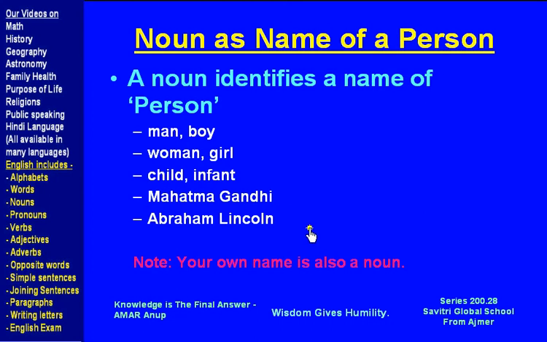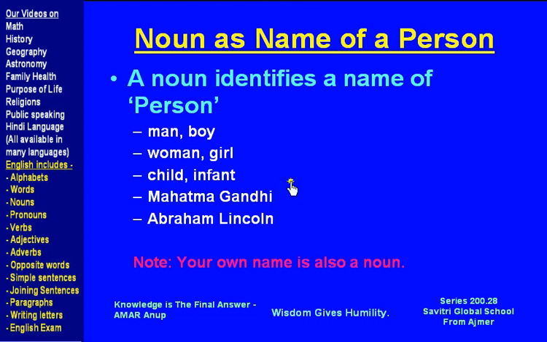Now here are examples of noun as a name of a person. When we use the word man or boy, we are referring to a person. When we say woman or girl or child or infant, we are referring to a person. So these are also common nouns, because man can be used for any man, girl can be used for any girl, child can be used for any child.